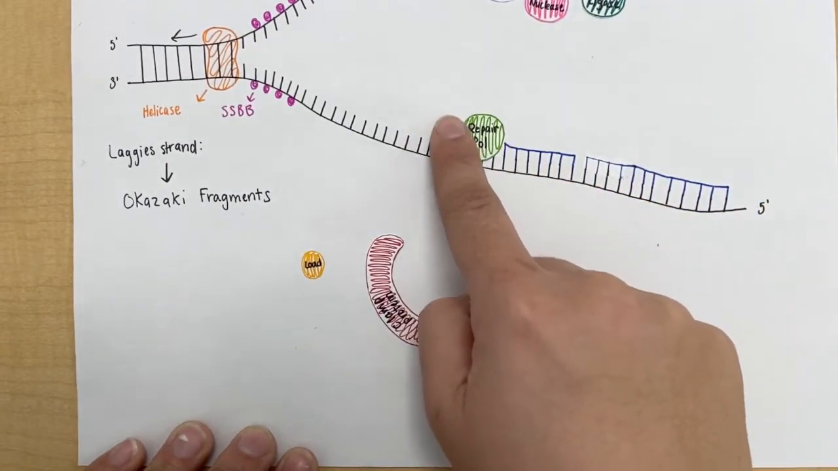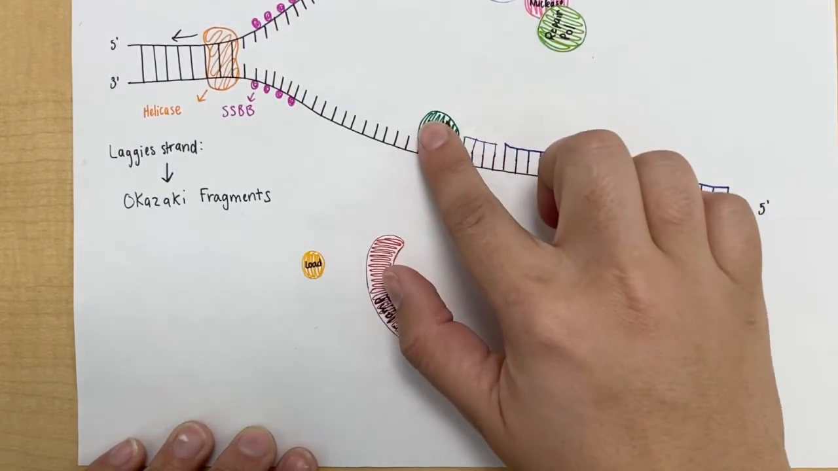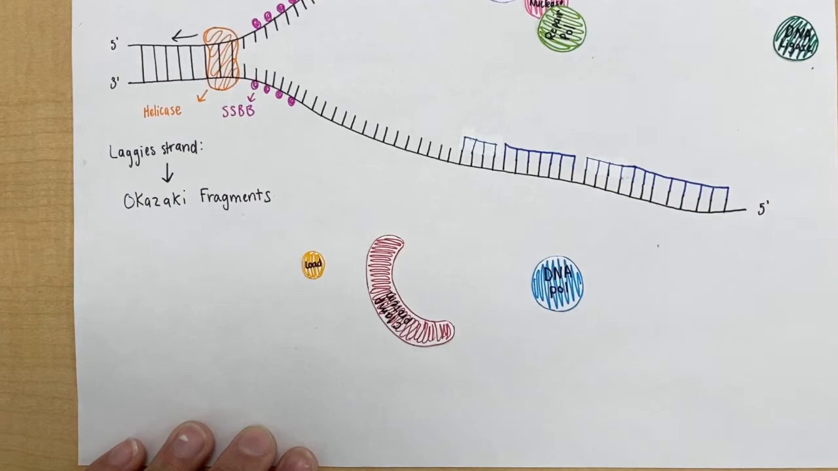Repair polymerase puts down more DNA, and then DNA ligase comes in to repair the gaps.